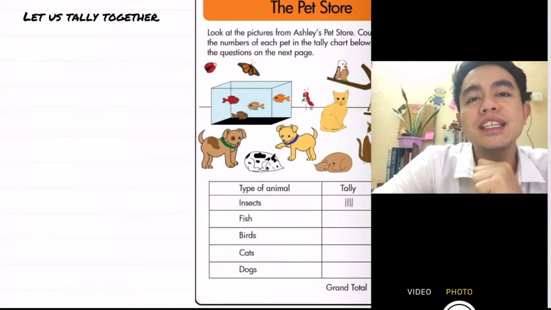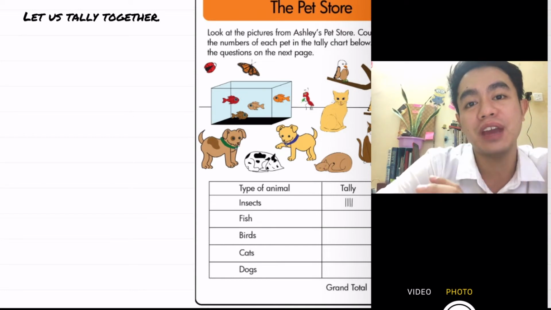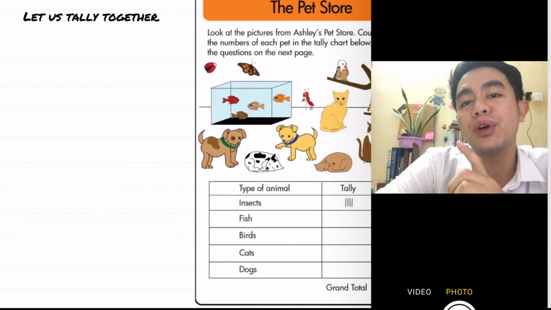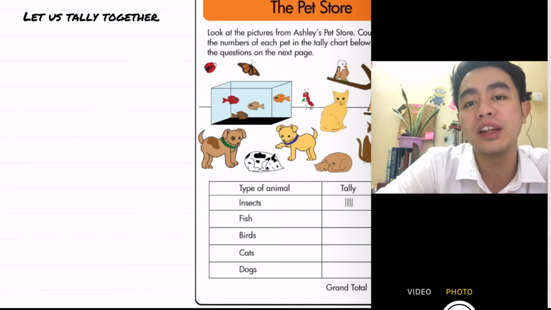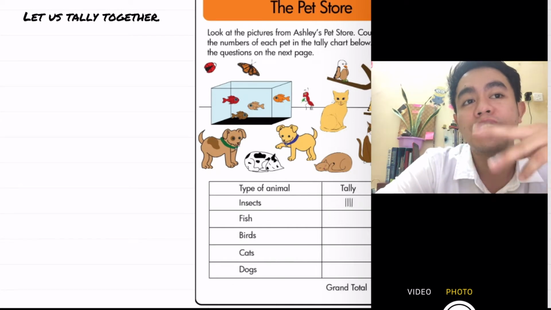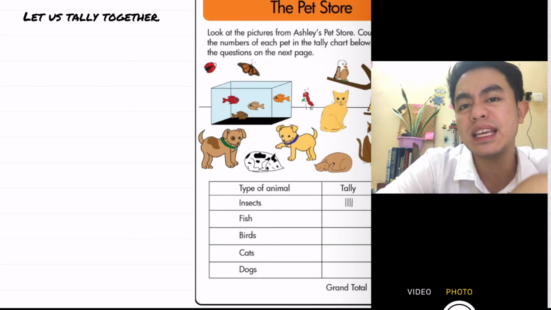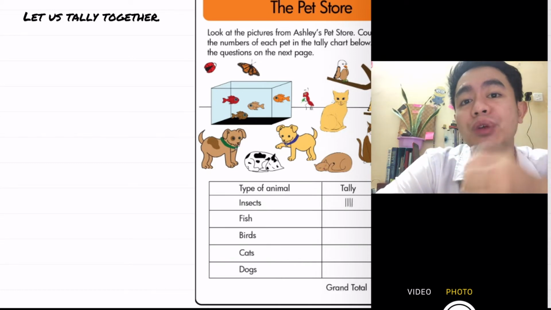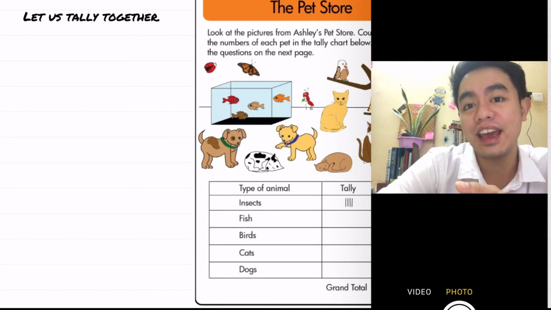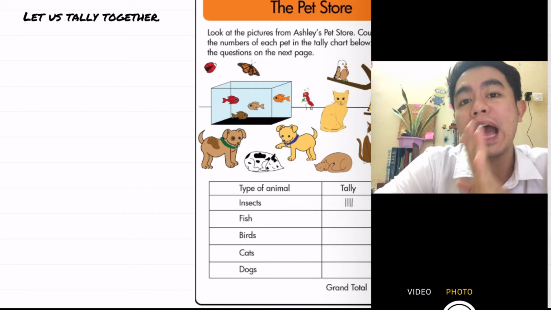Alright, on this part of the presentation, I'm going to work with you in tallying. So we are going to tally together, and then later with your worksheet, which I've already uploaded on Class Dojo, you're going to do it yourself. Okay? But for now, let's work together so that we can fix this data. The data here is kind of messy. It's not organized, so we are going to organize the data.